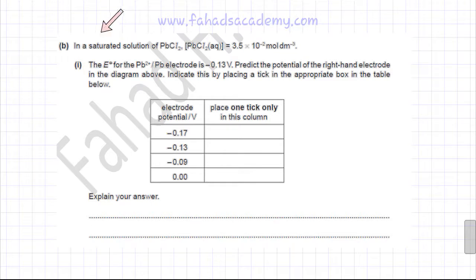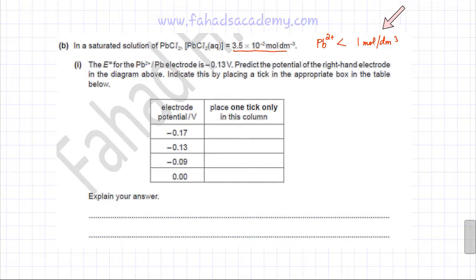In the next part of the question, part B, the question states that in a saturated solution of PbCl2, the concentration of PbCl2 is given as 3.5 × 10^-2. Since PbCl2 contains lead ions, the concentration of aqueous lead ions is less than 1 mole per decimeter cube. As you can see, it's only 3.5 × 10^-2 mol per dm3. Electrode potentials are calculated under standard conditions, where the concentration is 1 mole per decimeter cube.